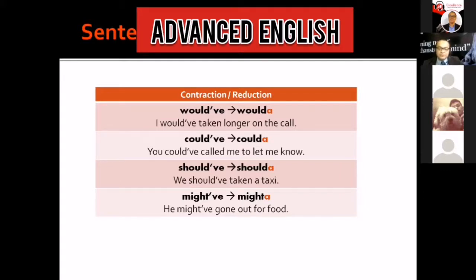Now, might have, mighta. Stuart. He might have gone out for food. He might have gone out for food. There you go, guys. Nice work. And that's how you do the affirmatives.